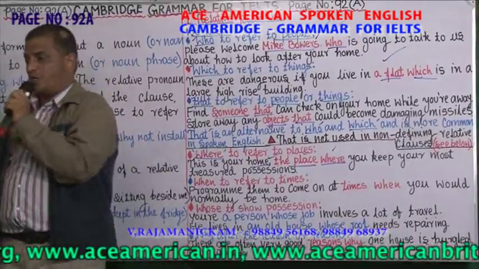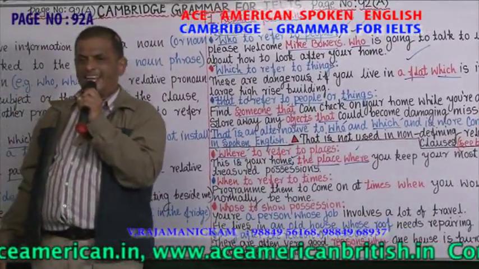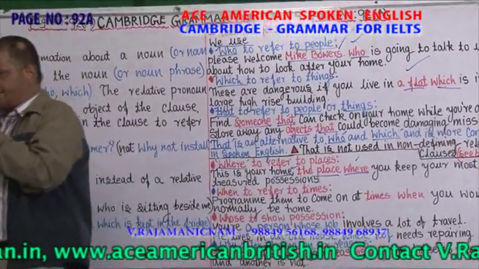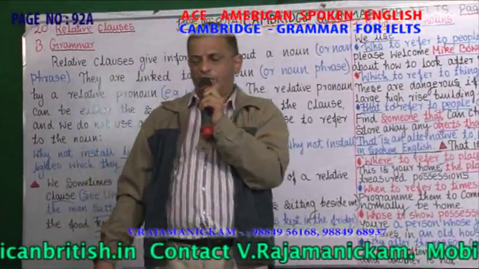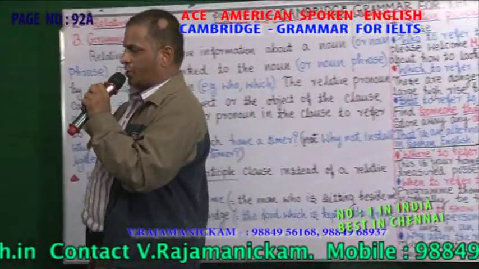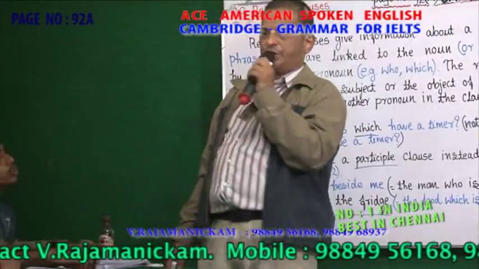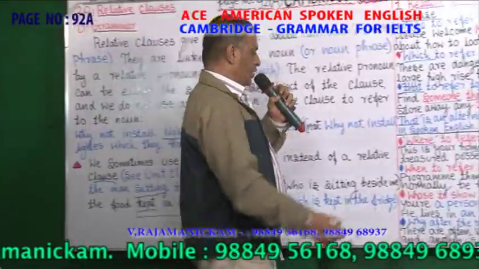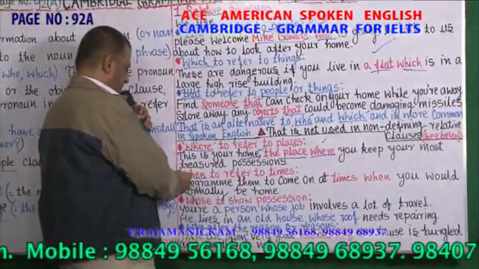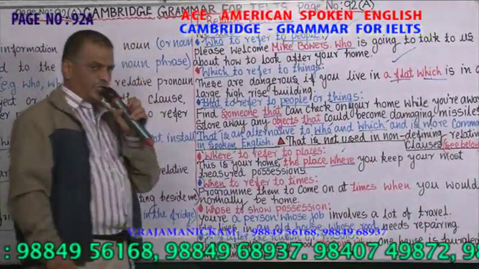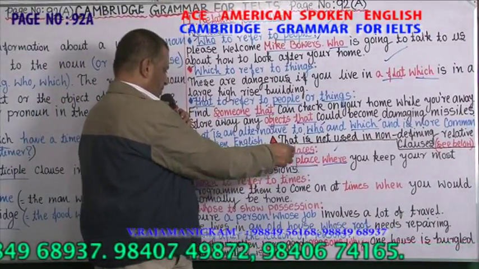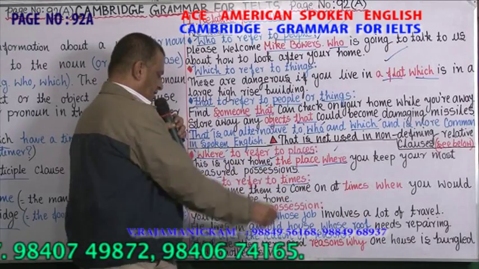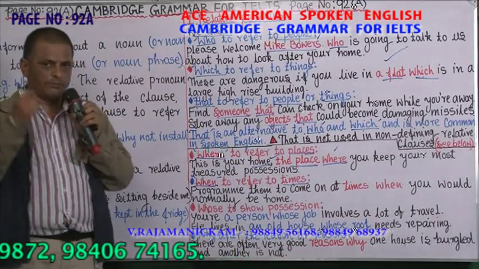This is the place where you can train yourself for English. This is the institution where you can train yourself in speaking, reading, listening and writing. So this where stands for what? Institution. So where is mentioned to refer to places, and when is mentioned to refer to times.